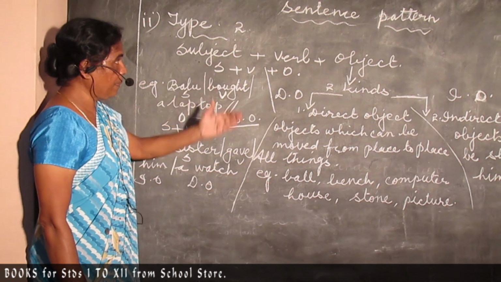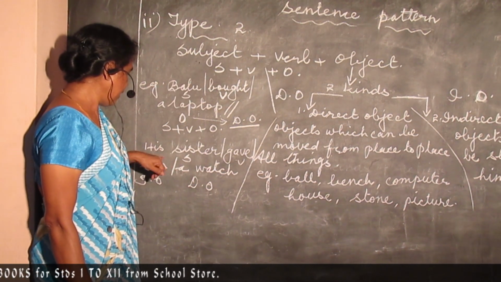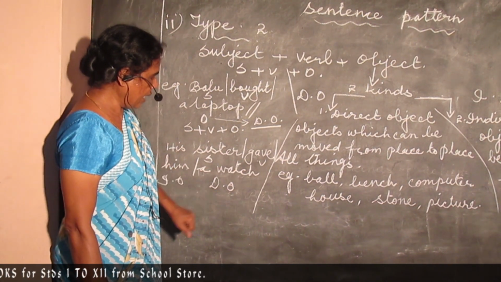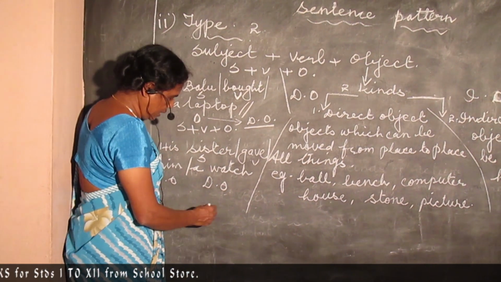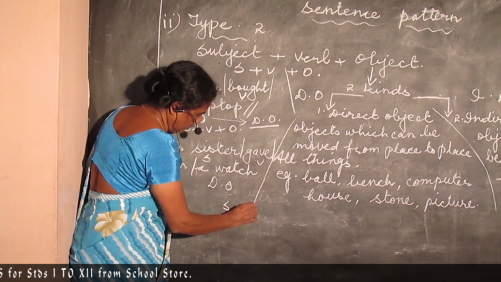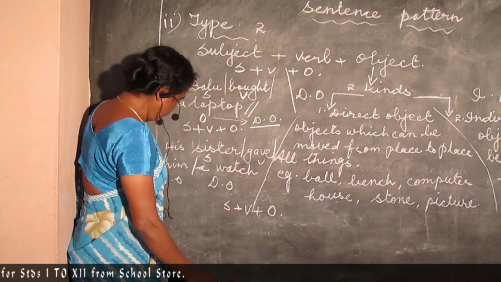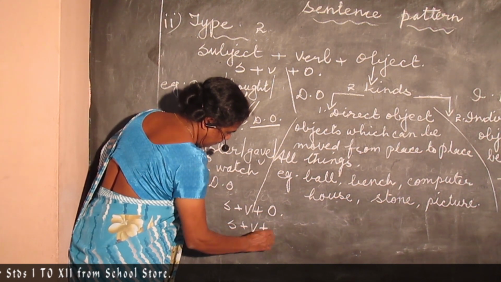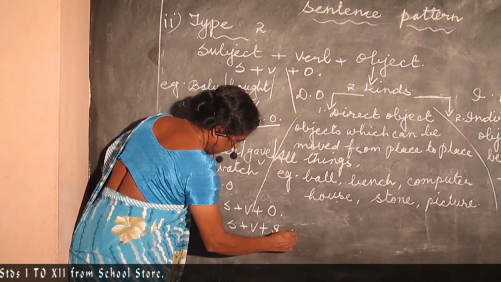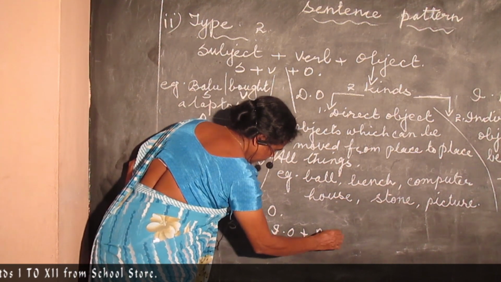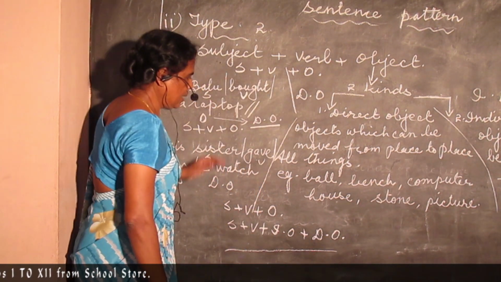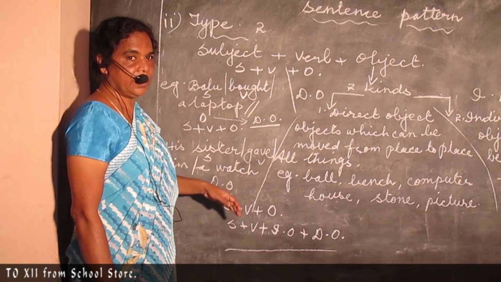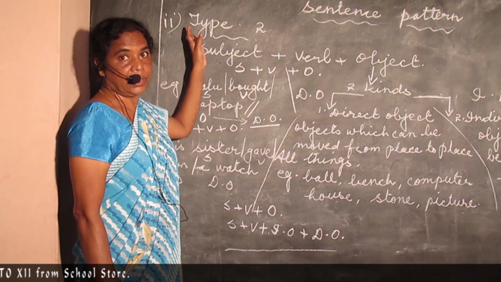So when we separate the sentence into its pattern, we have subject, verb, indirect object and direct object. But when you mention it, you can put it together: subject plus verb plus object. And if you need to break it down and write again, you can write subject plus verb plus IO plus DO. So this is the second pattern. I hope you got it. And further we will learn more examples, and this type 2 will continue in the next class, right?